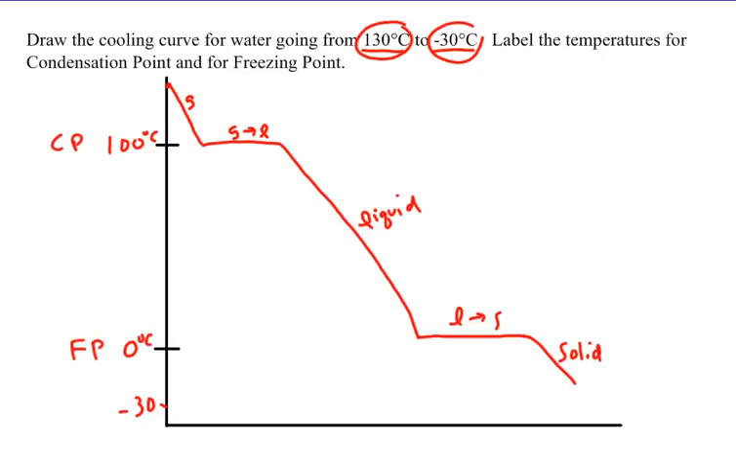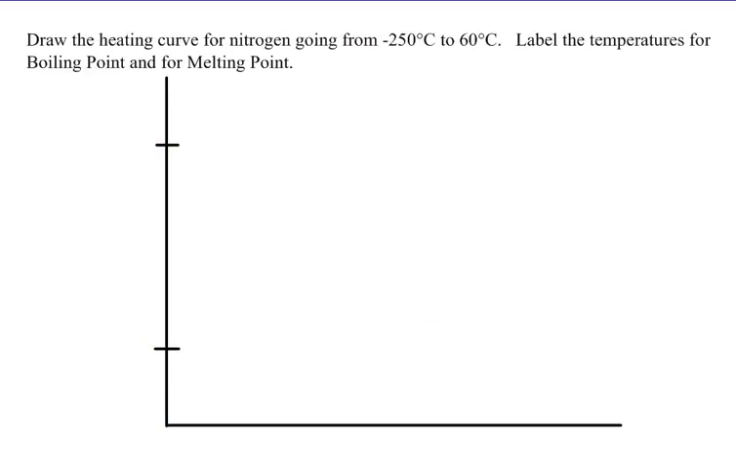Okay, so water has these very convenient numbers of 0 and 100, but not all substances have those same identifying features, right? Nitrogen has a melting point of -210 degrees Celsius and a boiling point of -196 degrees Celsius. So we're going to draw the heating curve for nitrogen going from -250 degrees to 60 degrees Celsius. We're going to label the temperatures for boiling point and for melting point.